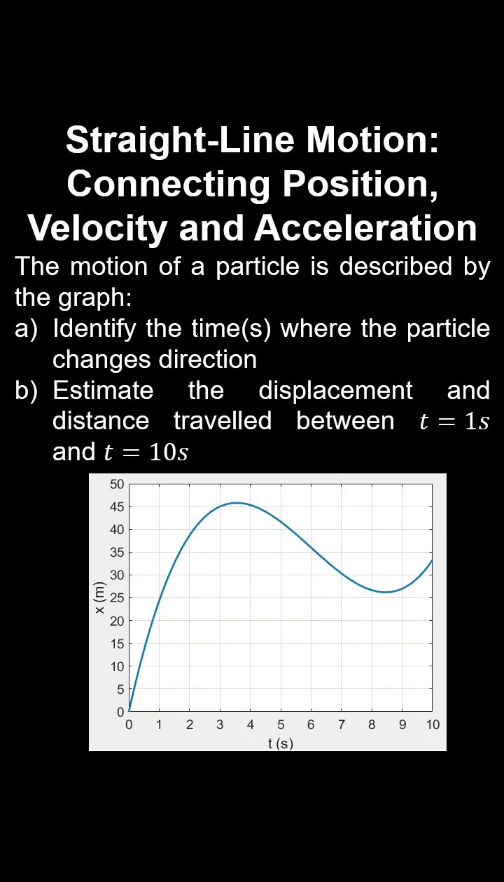The motion of a particle is described by the following graph, and we're first asked to identify the times where the particle changes direction. So that occurs at times where the slope of the tangent to the curve is 0, which is around 3.5 and 8.5 seconds.